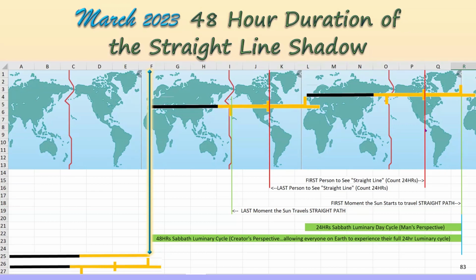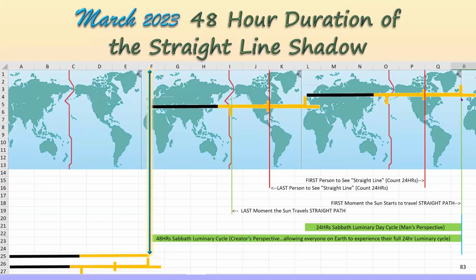So actually, if you go to the right, that green line to the right, that is approximately where the sun was rising on the day that the first person saw the straight line. And that is the approximate location of where the sun actually began to cut that straight path across the sky, where it actually began to follow the celestial equator. So that's just something to keep in mind.